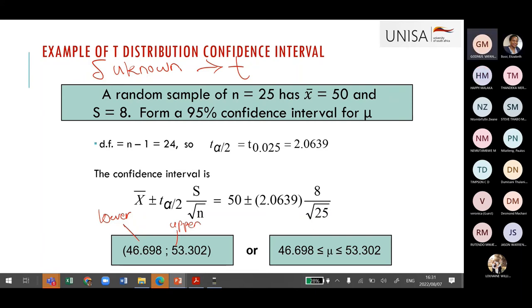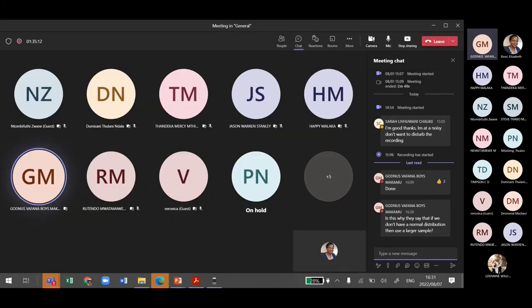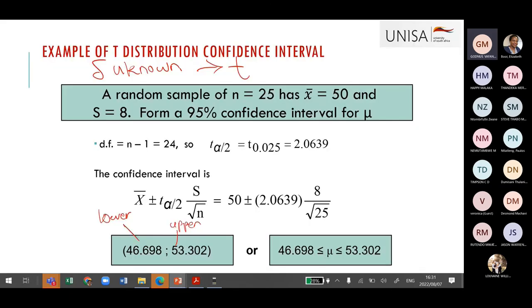I actually asked in the chat, but when you were talking about the fact that as n increases, t tends to look the same as Z, is that why they say if you don't have a normal distribution, then you should use a larger sample? Yes. But also, with a larger sample, you're trying to get as close as possible to representing the population, because a smaller sample sometimes might be very difficult to represent what the population looks like, right?